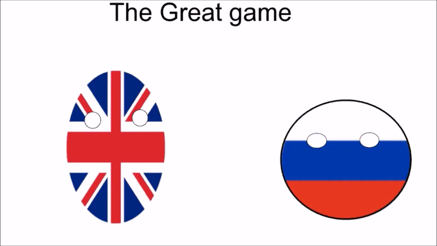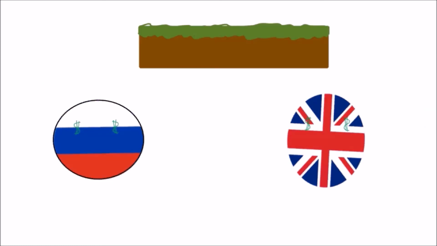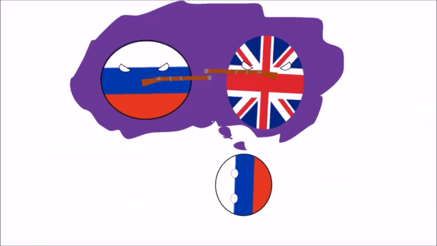Now I think we have to talk about something called the Great Game. It was, simply put, a colonial race in Central Asia between Russia and the UK. They both wanted land in the area but feared conflict with the other.